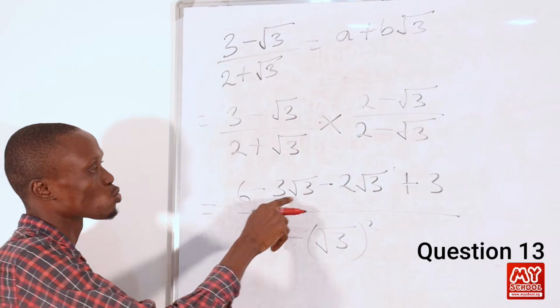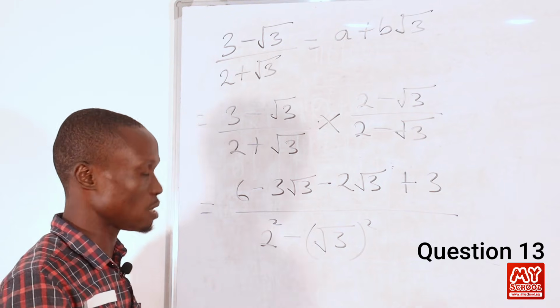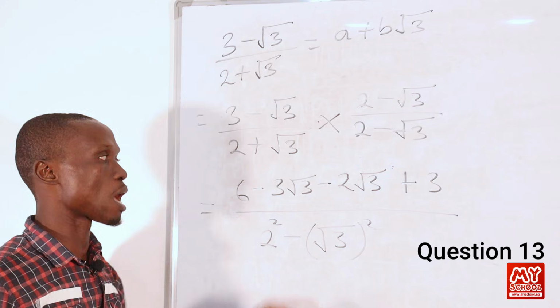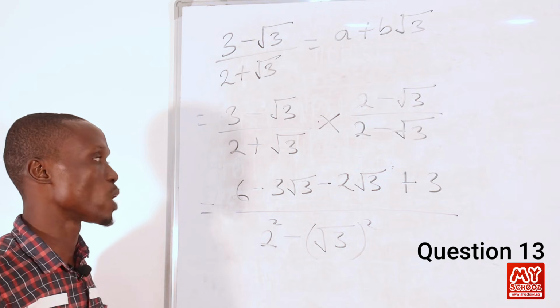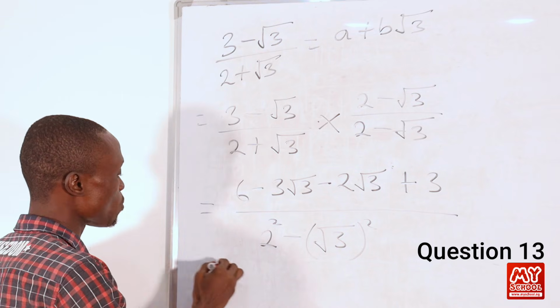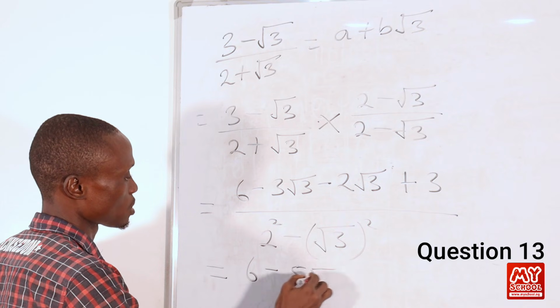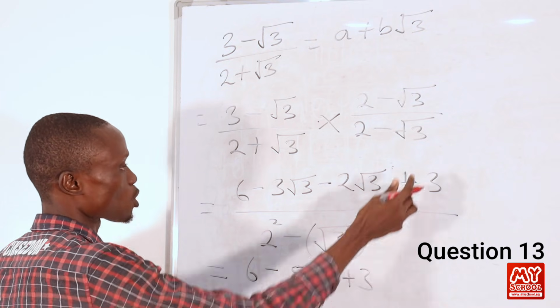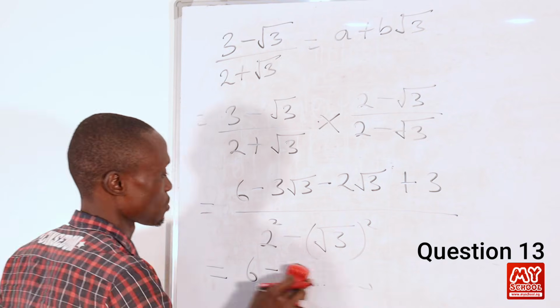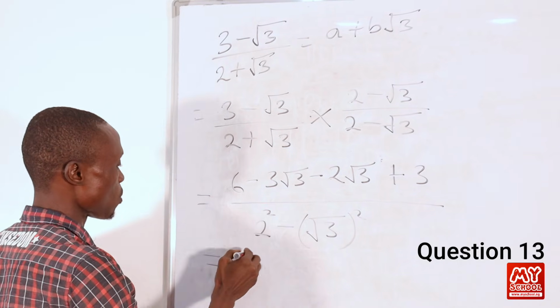Of course, these two surds here are similar surds, because the irrational part of these two surds is the same. So we can add or subtract as the case may be. So our numerator becomes 6 minus 5 root 3 plus 3. Let us add straight: 6 plus 3 will give us 9.